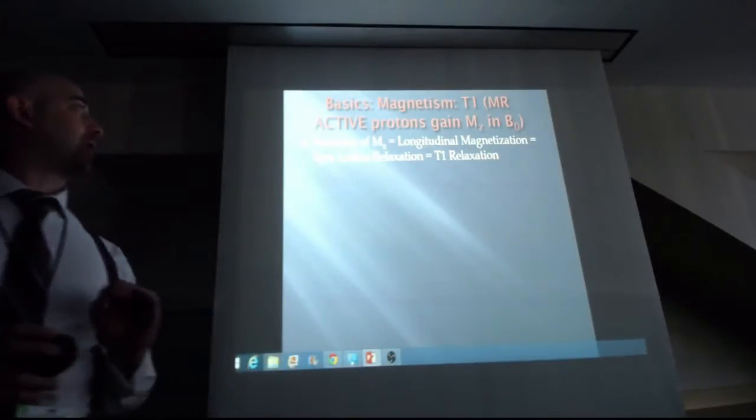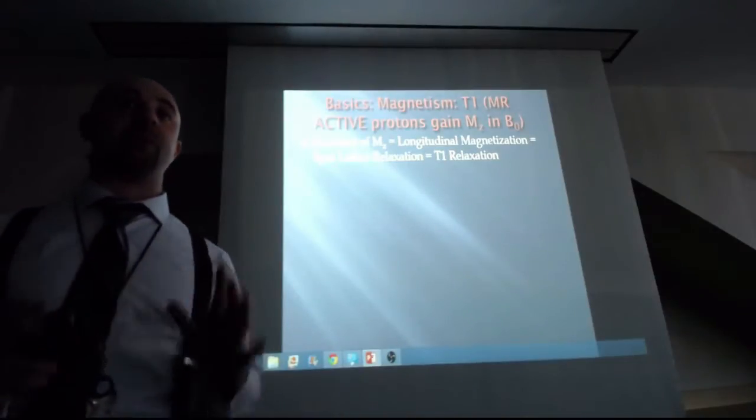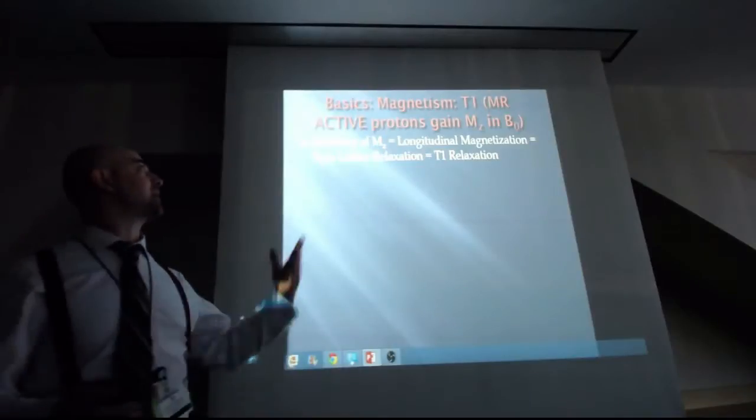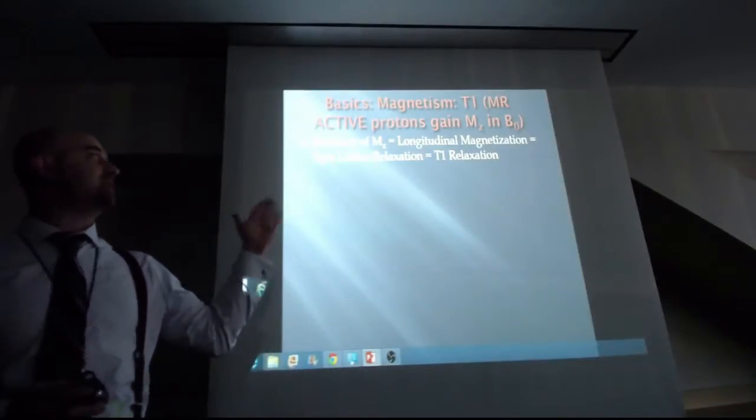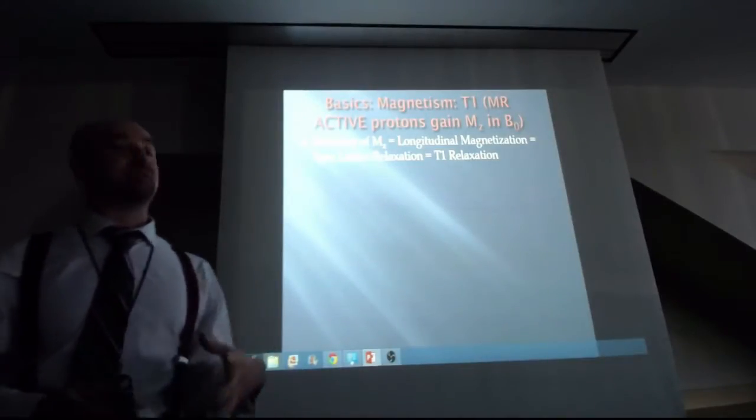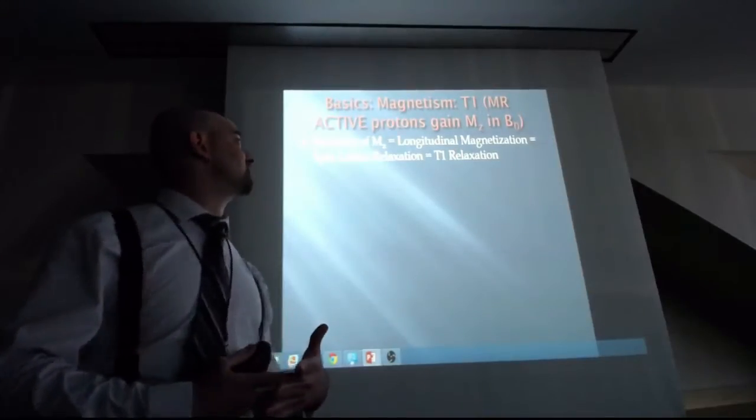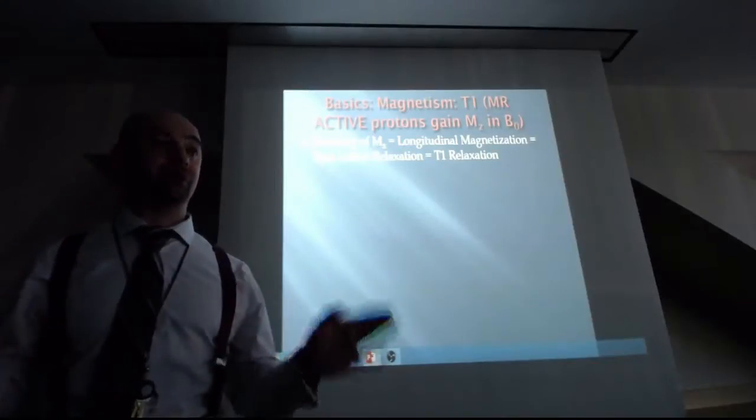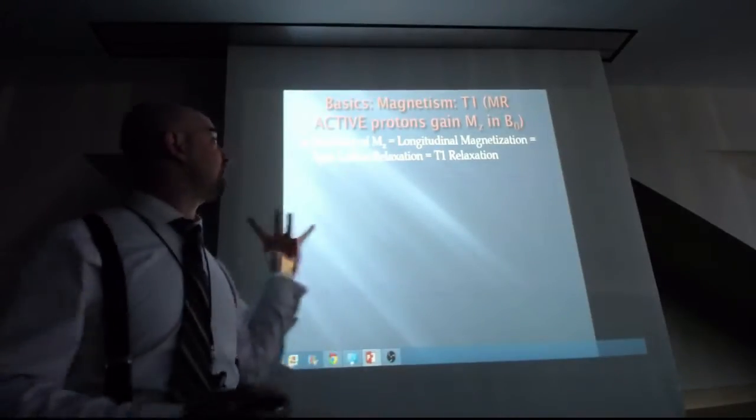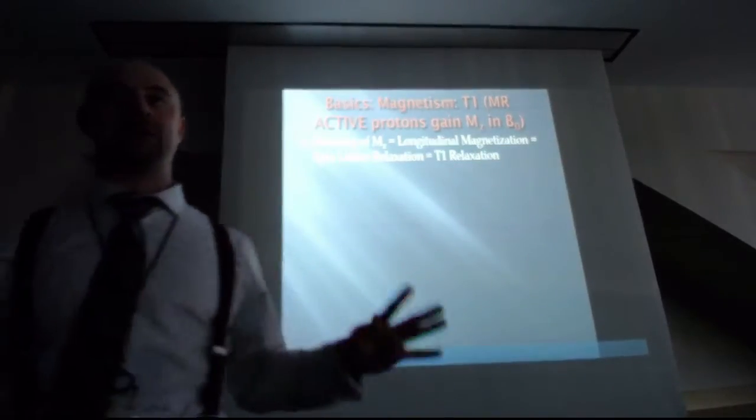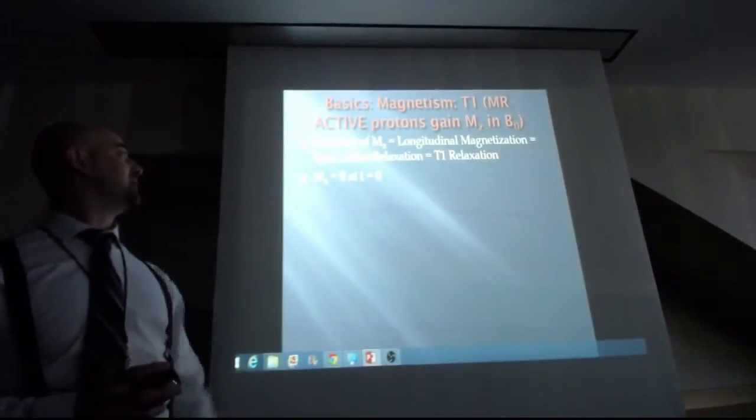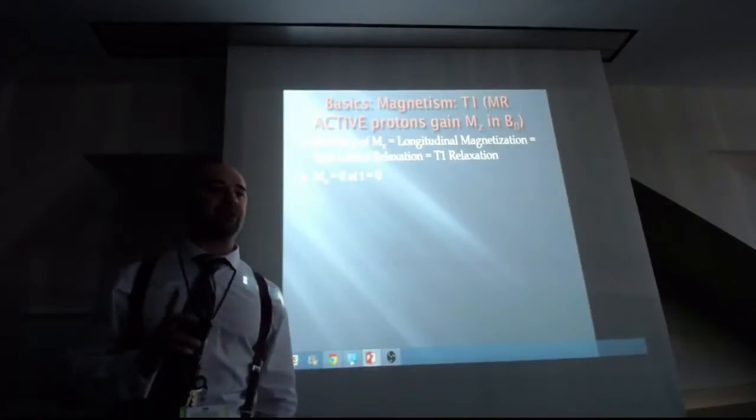T1 is something you've all heard of. Now, T1 goes by many names, which probably sound like they might be discrete topics, but they are not. Recovery of MZ is the same thing as gain in longitudinal magnetization, which is caused by spin relaxation or T1 relaxation. All four of those terms are exactly the same thing. So whenever you read them, you think, how are they talking about it? It's all the same.